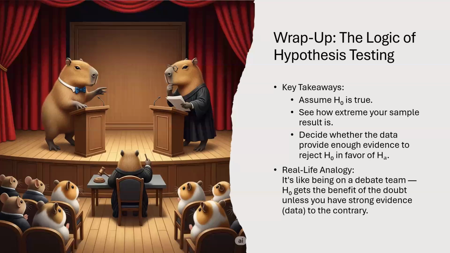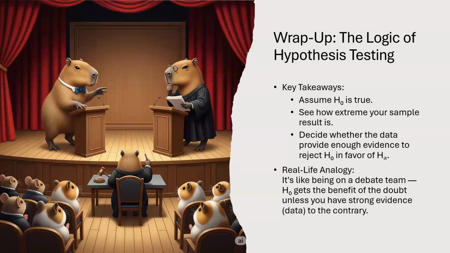Let's bring it all together and walk through the core logic of hypothesis testing step by step. Start by assuming the null hypothesis is true. This might seem strange at first. Why assume something you're testing? But that's how the process works. We take the null hypothesis as the status quo, the default, and only challenge it if we find strong enough evidence. Next, we measure how extreme our sample result is under that assumption.